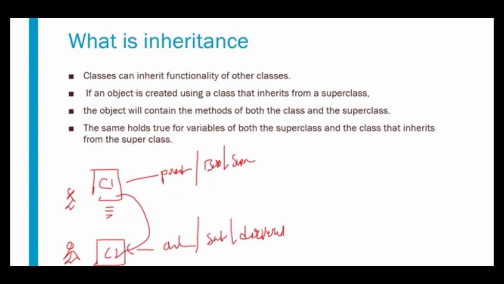If an object is created using a class that inherits from the superclass, suppose when I create an object for C1, that object can access everything from C1, class 1. If I create an object for C2, that object can access everything from C2 as well as C1, because C2 already extended everything from C1, right? So this is the concept of inheritance.